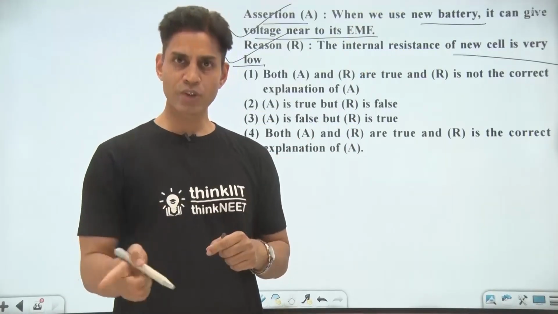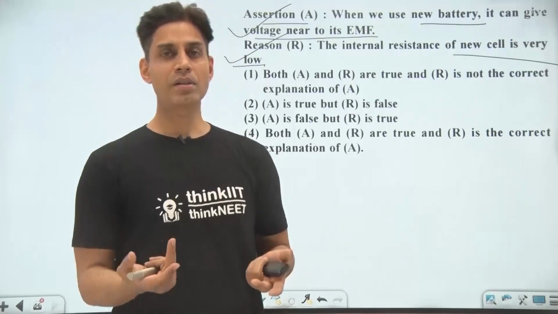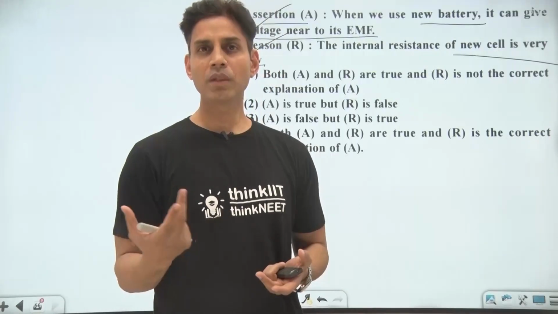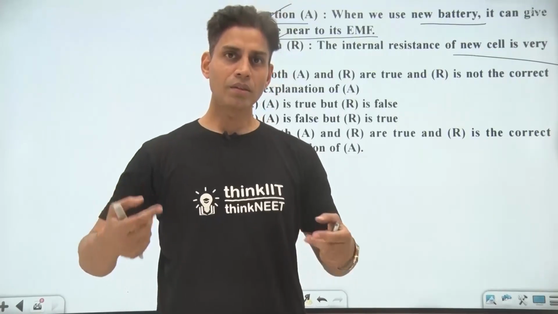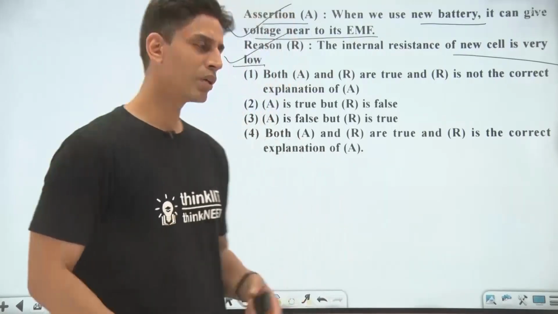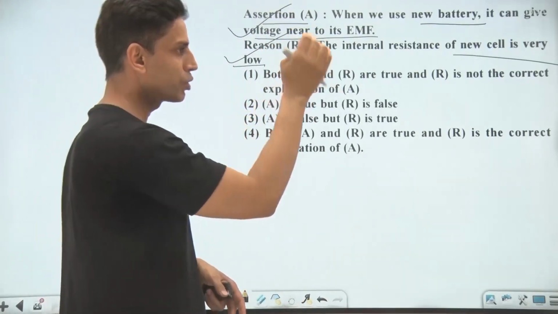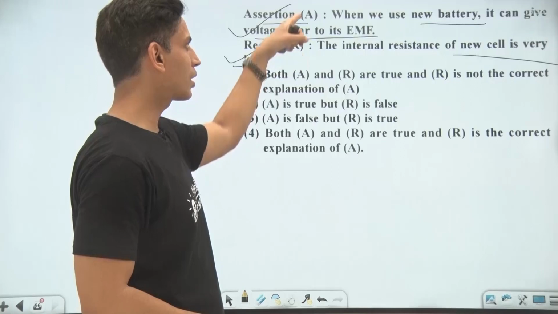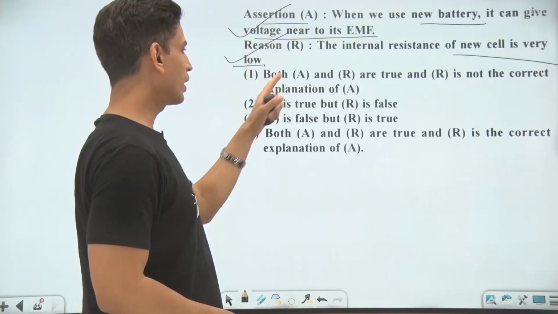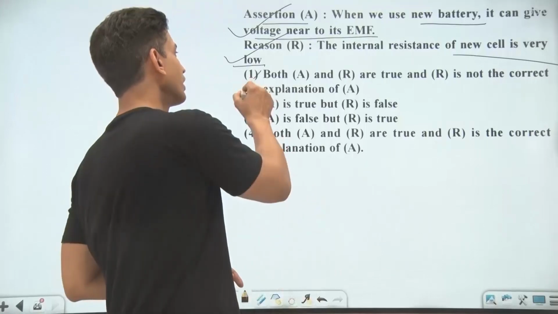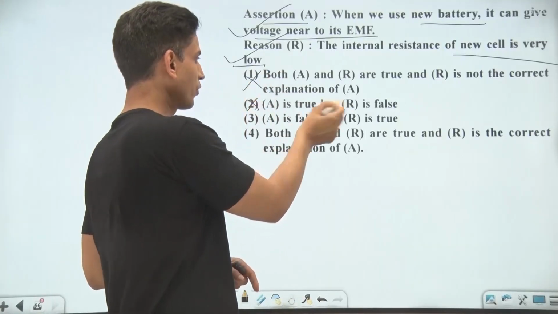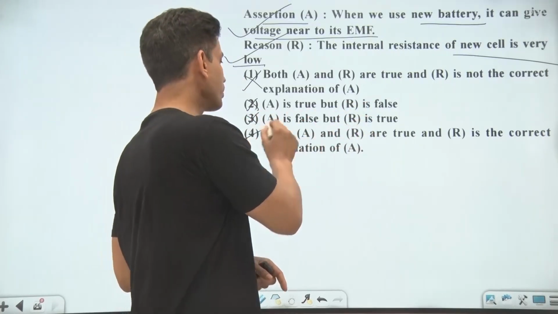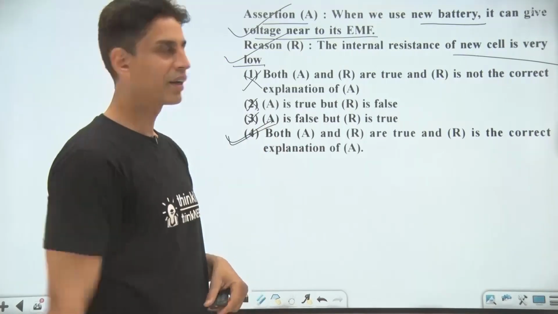Reason: the internal resistance of a new battery is very low. That is also a correct statement, and this is the correct explanation of the assertion. So A is true, R is true, and as you know, internal resistance is because of the viscosity of the electrolytes, and as time proceeds, this keeps on increasing. But initially the question is talking about a new cell, so there is negligible internal resistance. So A is true, R is true, and R is the correct explanation of A. So option number 1, A and R true, R is not the correct explanation of A, is wrong. A true, R false, A false, R true. Both A and R are true, and R is the correct explanation of A, that is option number 4, the correct answer. Got it?